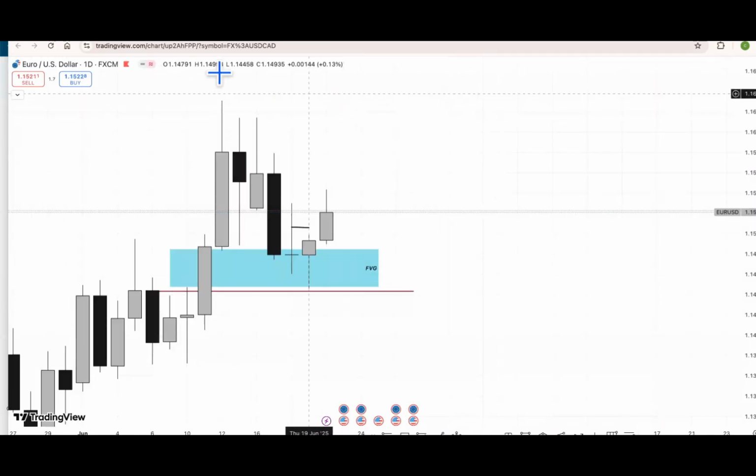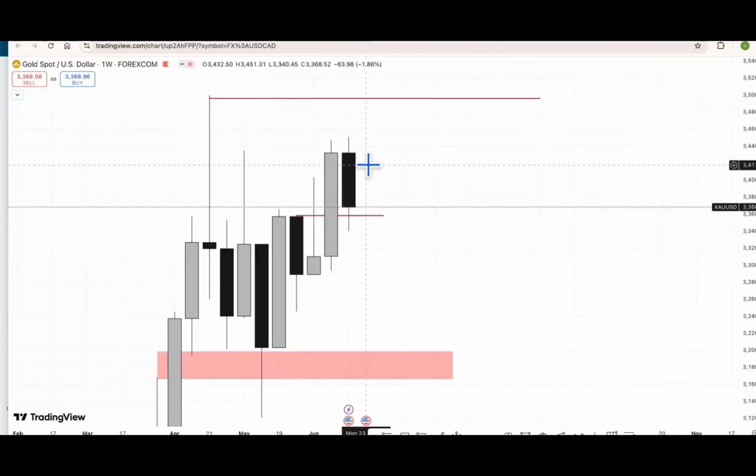So let's look at EURUSD. This is the daily time frame, and you can see here we have this fair value gap. Price tagged this fair value gap, and this is the move we have. So anticipating if price is going to respect this daily fair value gap, we should see price going further up. We should see bullish price delivery.